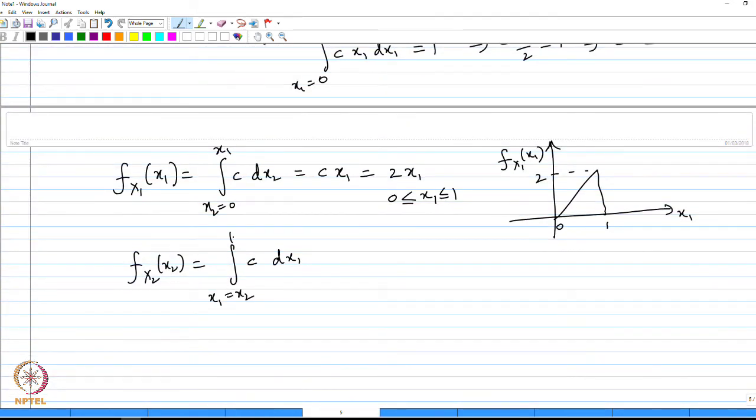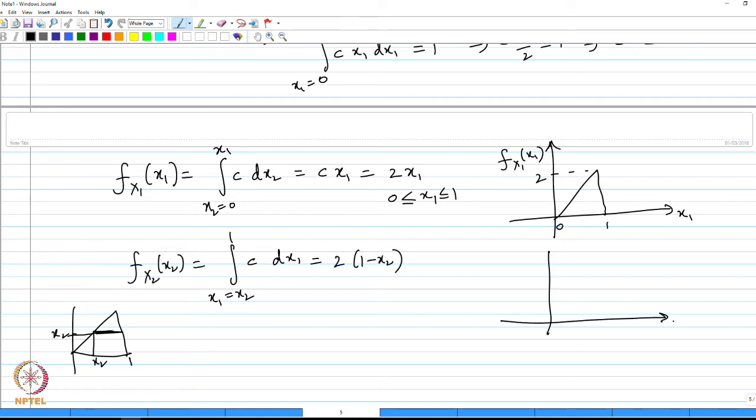Think about it, because notice that this is a triangle. The region of support is a triangle like this. If I fix my x2 here, this will also be x2. So for a particular x2, x1 can take only these values. It goes from x2 to 1. So this guy will actually be C times 1 minus x2. C is 2, so 2 times 1 minus x2. So how does f of x2 look?